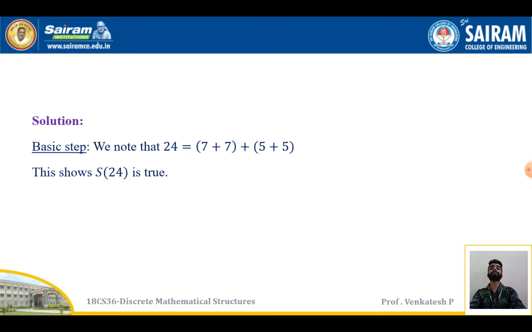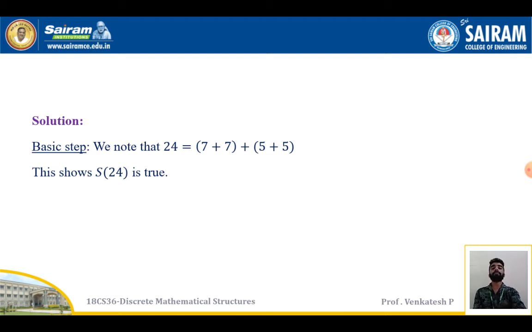In the basic step, I am taking 24 as a sum of two 7s and two 5s, that is 7 plus 7 plus 5 plus 5. So it is obviously true. To prove that S(24) is true, I am using two 7s and two 5s. So to prove that 24 is true, I must always have two 7s and two 5s. It is mandatory.